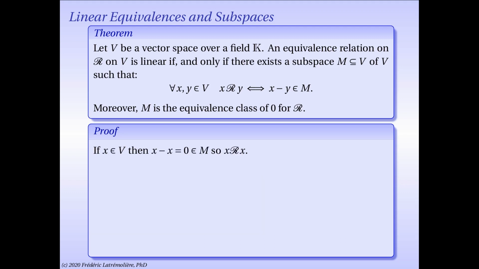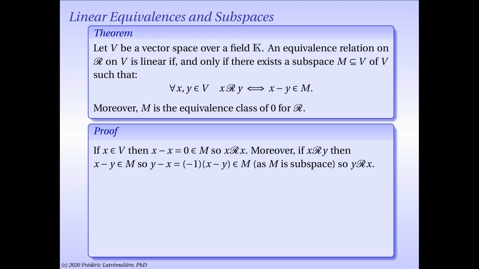So pick a vector x in V. Then x minus x is 0, of course, and that's an element of M, because M is a subspace. And this means by definition that x is related to x. Moreover, if x is related to y for x and y two vectors in V, then x minus y is in M, that's the definition of our relation. But then y minus x is, of course, minus 1 times x minus y, and that is an element of M, as M is a subspace. And therefore, we have shown that y is related to x. So our relation is reflexive and symmetric.